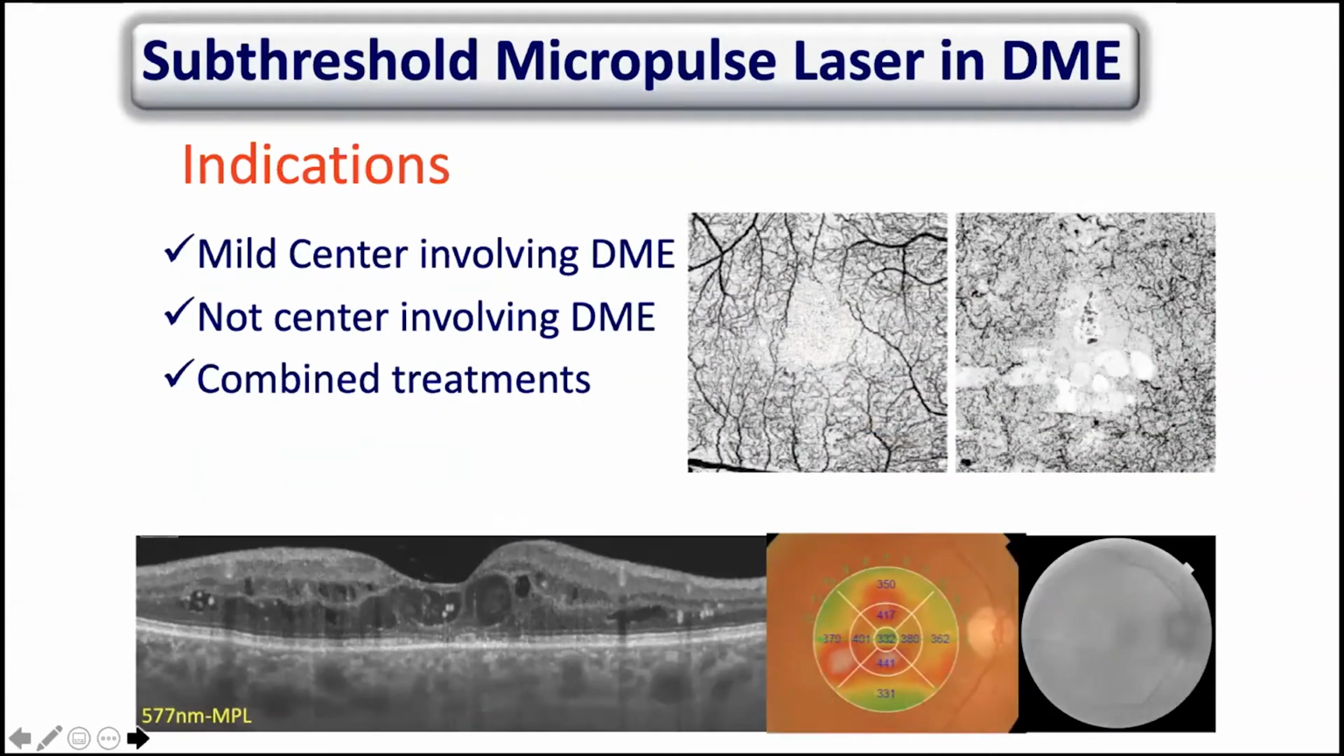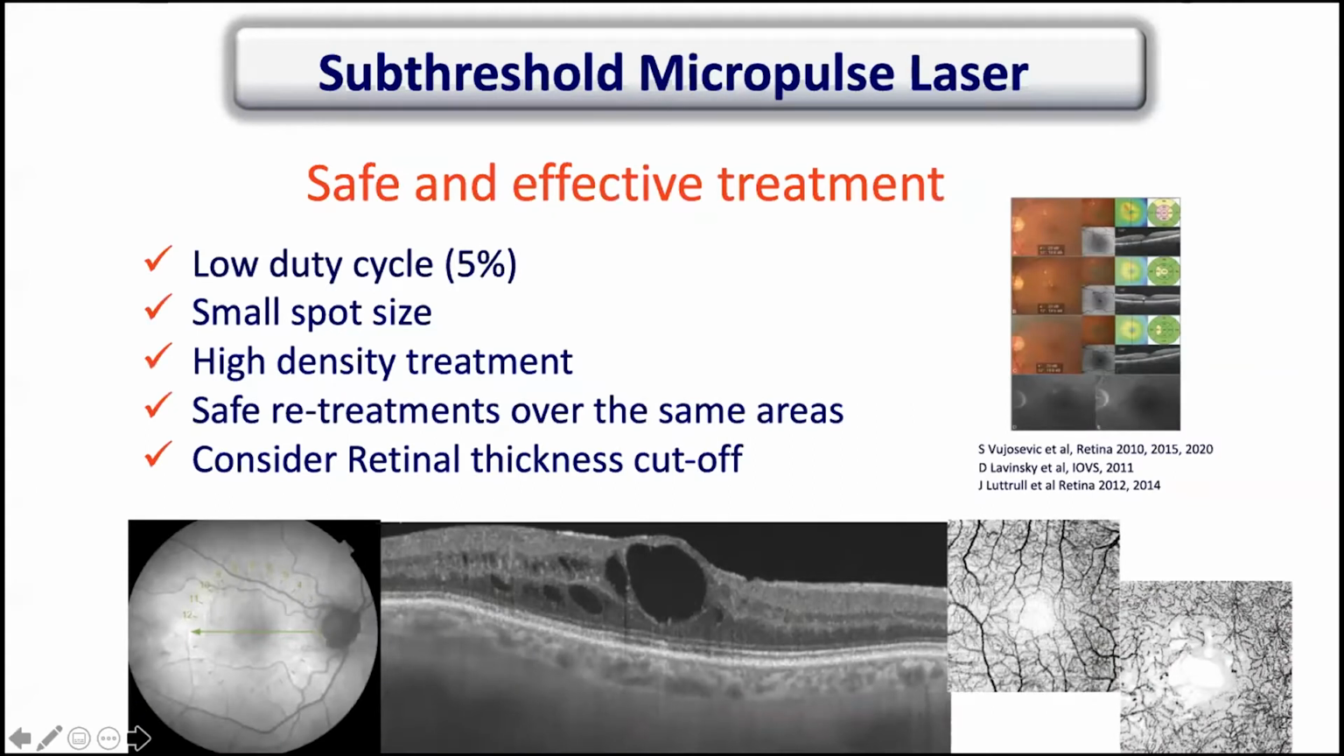So in DME, the indications for subthreshold micropulse laser are the mild center-involving DME, not center-involving DME, or it can also be associated with the intravitreal injections. So in order to have a safe and effective treatment, we should use the lowest duty cycle, the small spot size. We should perform the high density treatment. It means with the confluent spots without spacing on the retina. We can perform the safe retreatment over the same area, even in the same laser session. So not just after some time, but at the same session.